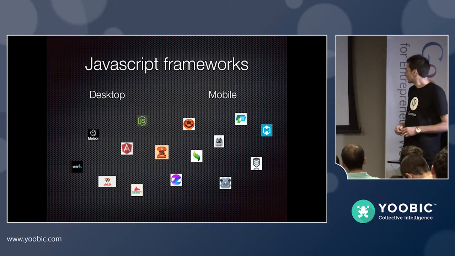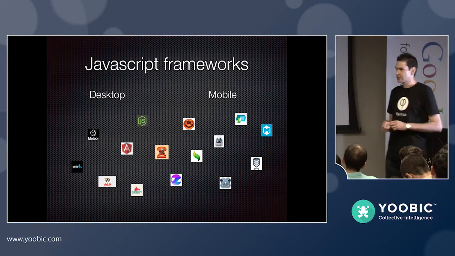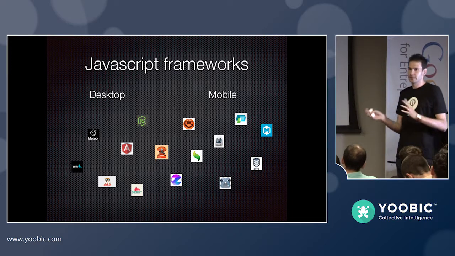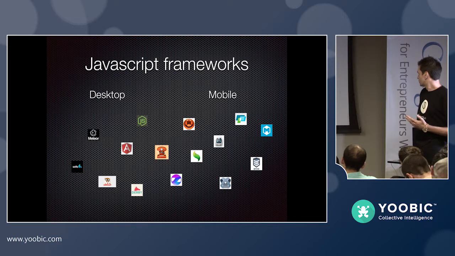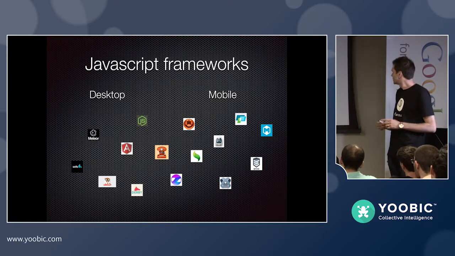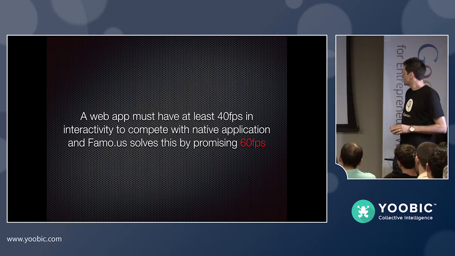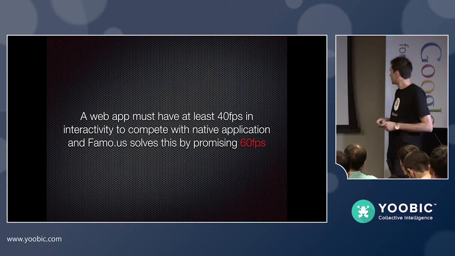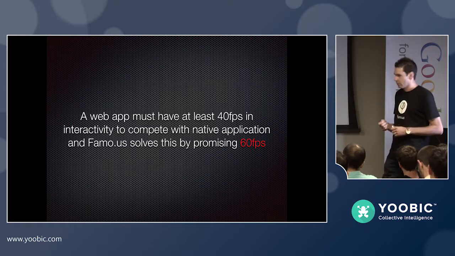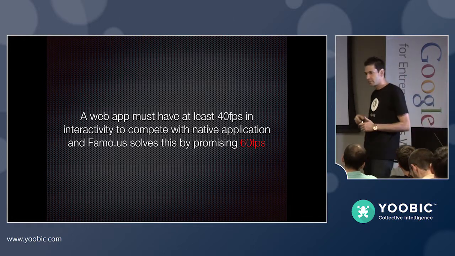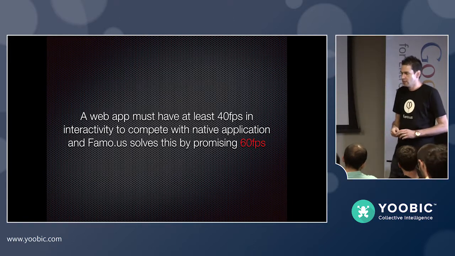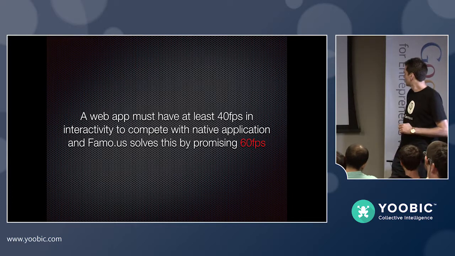Meanwhile, there are a lot of JavaScript frameworks. Part of them are only for mobile, part of them only for desktop, and some of them do both. So why do we actually need another one? The catch is performance, because a web app must have at least 40 frames per second to feel like a native app. And Famous is promising something like 60 frames per second, and we will see now how they do it.